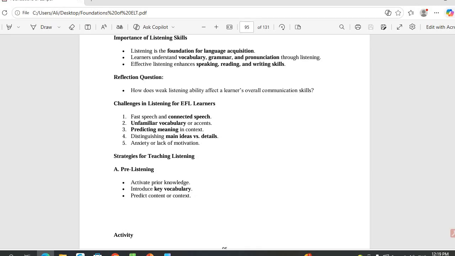Fast speech and connected speech. This is when people speak fast, and the connected speech like assimilation and all these things you come across in phonology too. Unfamiliar vocabulary or accents. Predicting meaning in context, distinguishing main ideas and details, anxiety or lack of motivation.